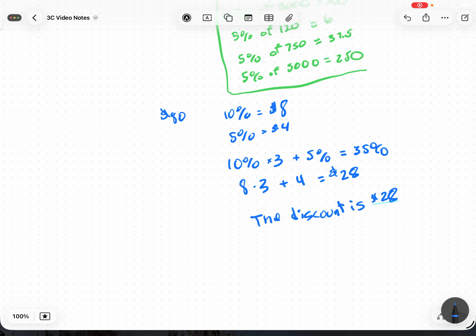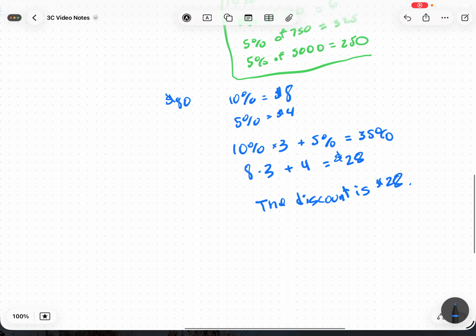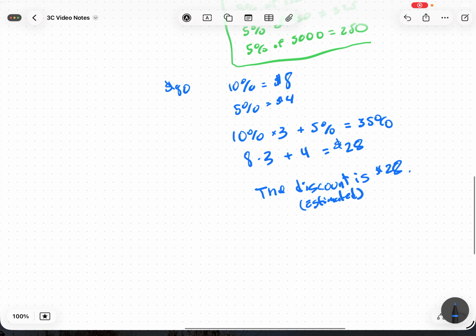That's how much we're not going to pay. To find the sale price, I simply subtract the $28. This is the estimated discount, by the way, right? This is estimated, because we didn't use $79.99, we used $80. The estimated discount is $20.